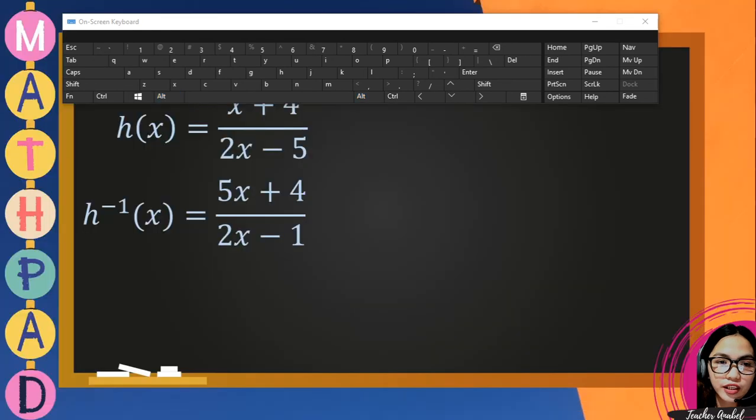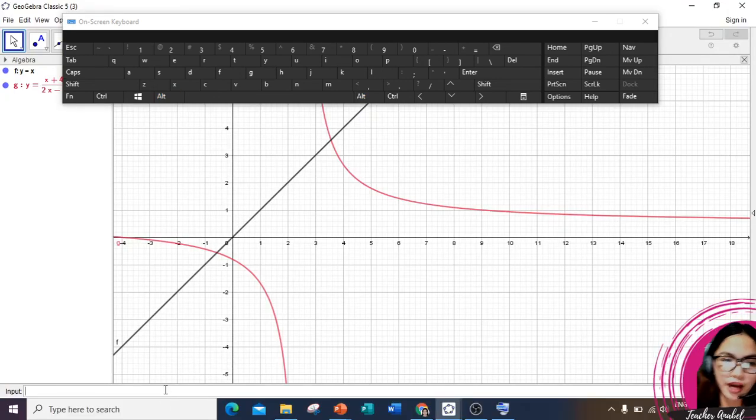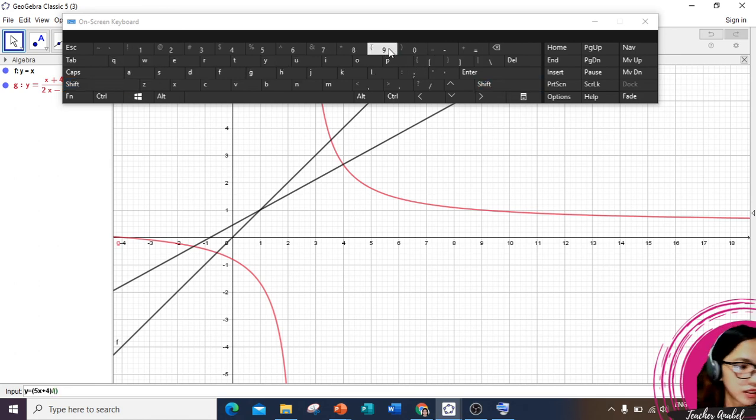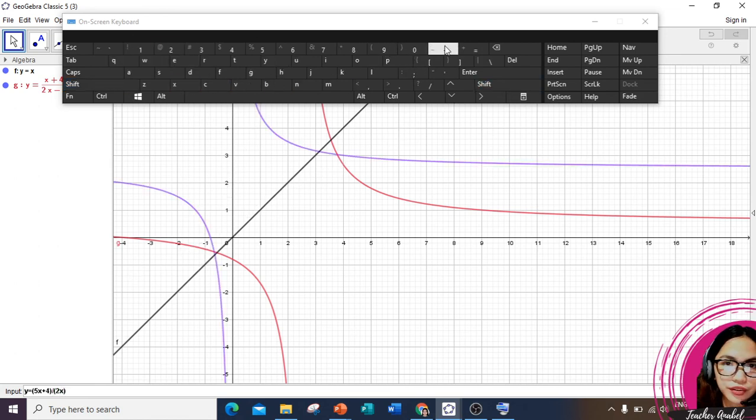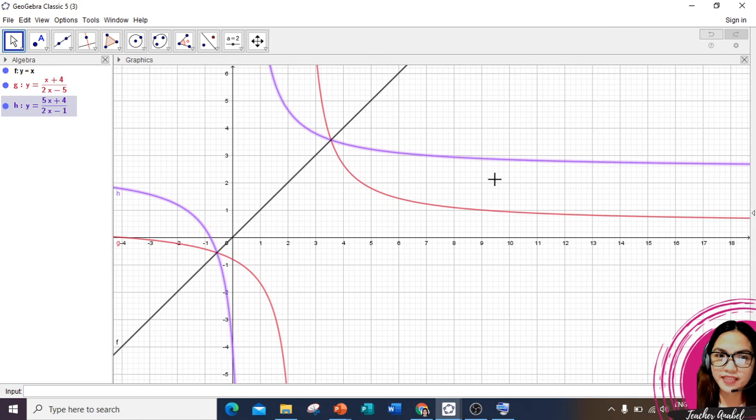Okay, so the next one is 5x plus 4 over 2x minus 1. So let's go back here. Then graph function. Y equals first one we have 5x plus 4, then divided by, again we have to use parentheses, 2x minus 1. Okay, then the graph.